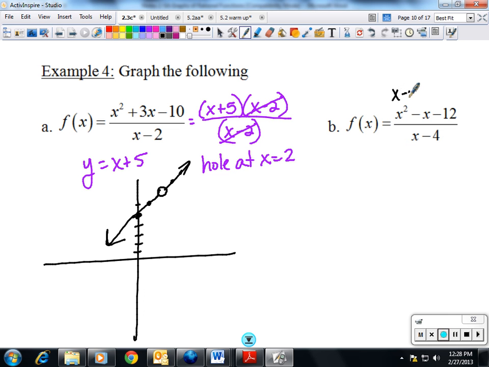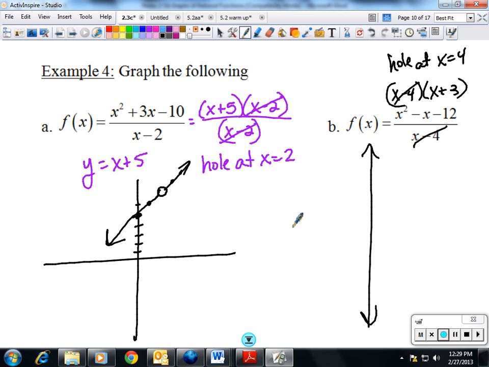This one, same thing. This is x minus 4, x plus 3. The x minus 4's cancel. I get a hole at x equals 4. So, move up 3. 1, 2, 3. It's y equals x plus 3. I didn't tell you that. You go up 1 over 1 because that's my slope. Up 1 over 1, up 1 over 1 until I get to 4 and I put a hole.